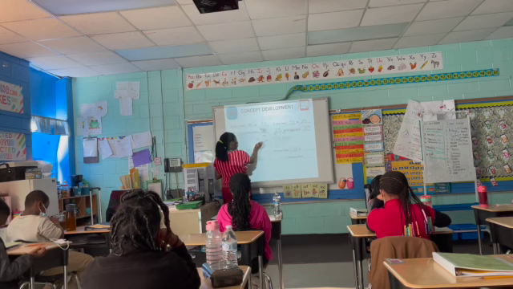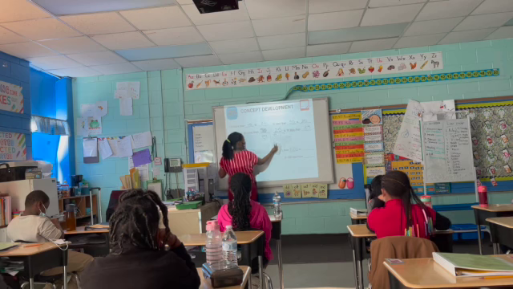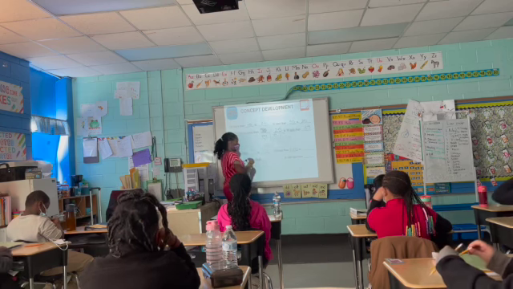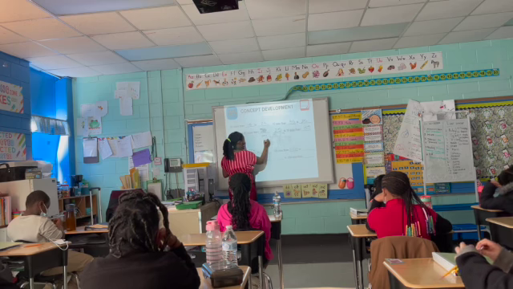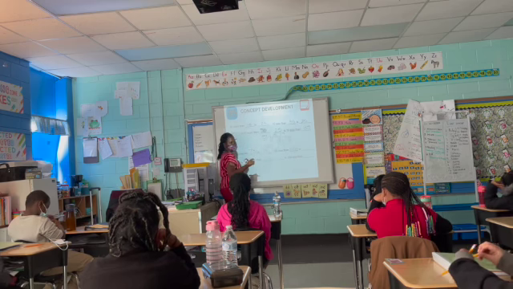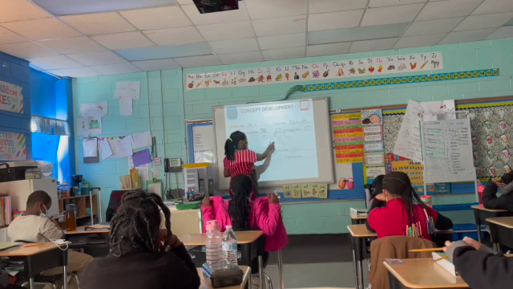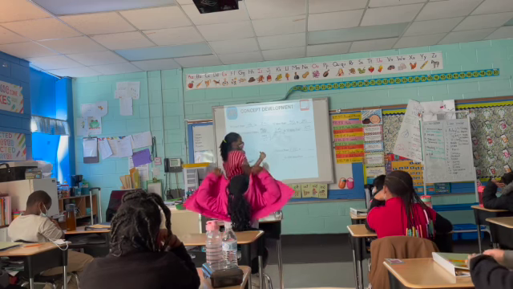Okay, for starters, how many hundreds are in 200? How many hundreds? 2, right? How many tens? How many ones? Right. So 200 has no tens and no ones, right?